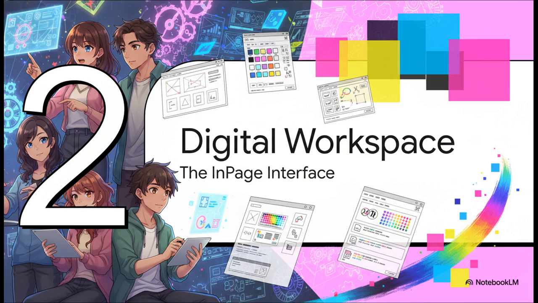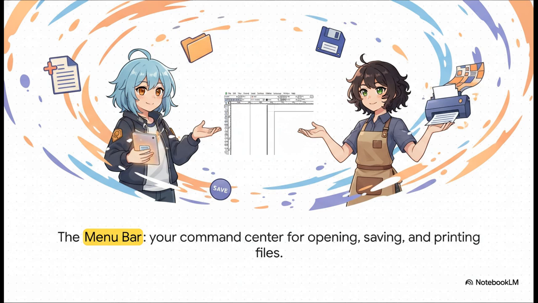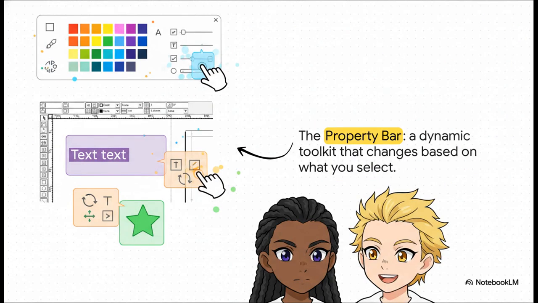So, how does a tool like this actually work? Let's take a quick peek inside the interface. And hey, if you've ever used any kind of design software before, a lot of this is going to feel pretty familiar. Right up at the top, you've got the menu bar. This is your command center. No real surprises here, right? It's where you do all the basic file stuff: making a new document, opening an existing one, saving your progress, and of course, printing. Now, right below that, you have the property bar. And this is where things get clever. See, this thing is dynamic. It adapts to what you're doing. If you click on some text, boom, it gives you options for fonts and sizes and colors. Click on a shape and you get a whole different set of tools. It's like a smart toolkit that always knows what you need.